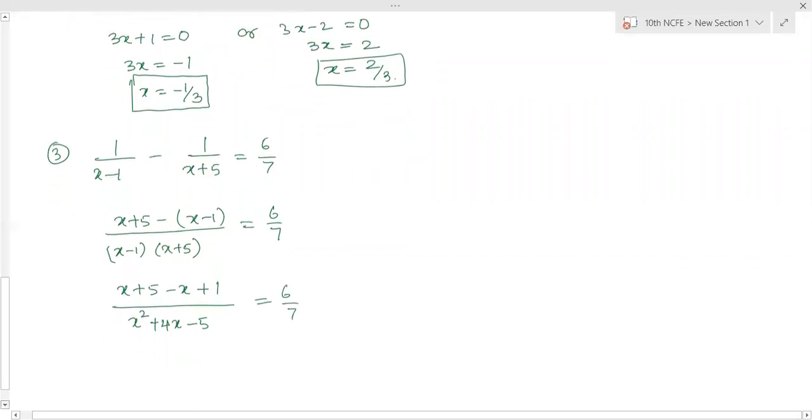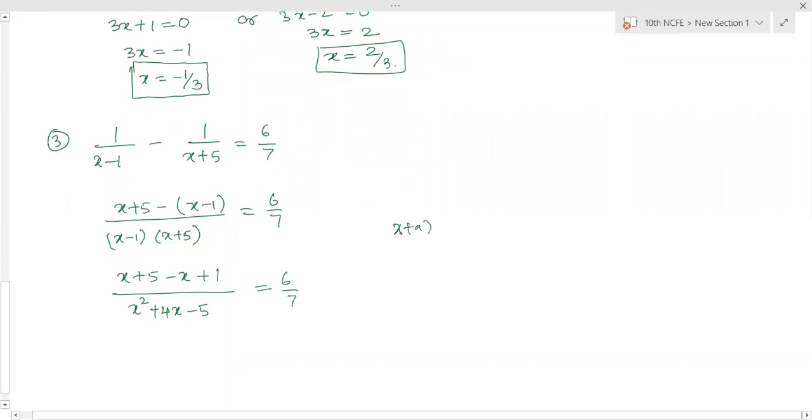Is it clear? x plus a into x plus b is used in most places: x squared plus a plus bx plus ab. You have to use this form. Then this x and x get cancelled. This is 6 by x squared plus 4x minus 5 is equal to 6 by 7. This 6 comes down here as 1 by 6, it is in the numerator, it will go here as a denominator. So this 6 and this 6 get cancelled.